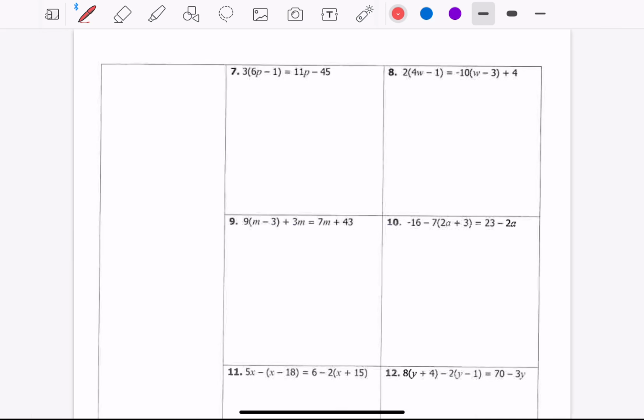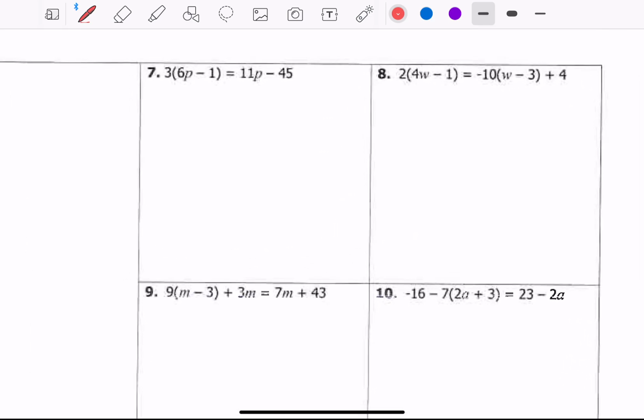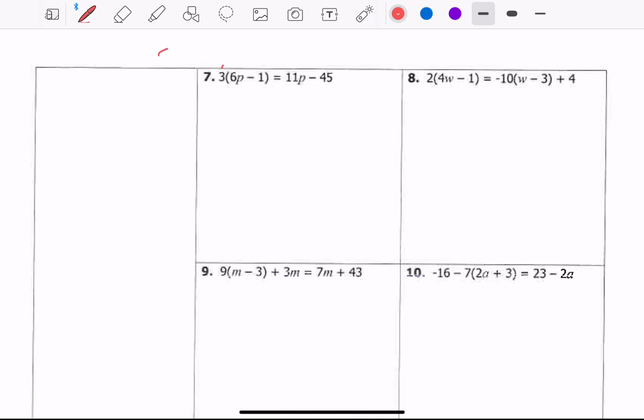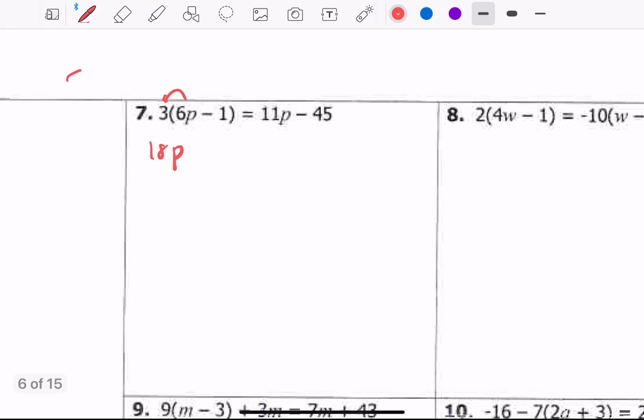Okay, let's go to the next page. So we have 6 more problems to kind of work through. So number 7, I have some parentheses, so I have to actually do some simplifying from step 1. So I have to do my distributive property. So 3 times 6p is 18p, and then 3 times minus 1 is minus 3 equals 11p minus 45.